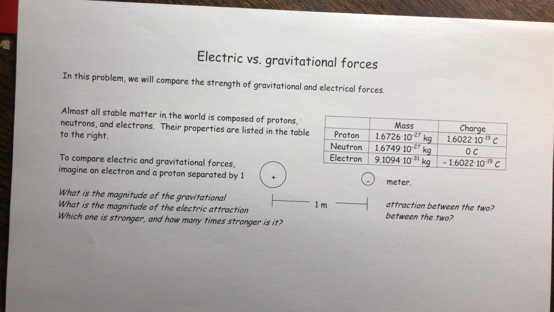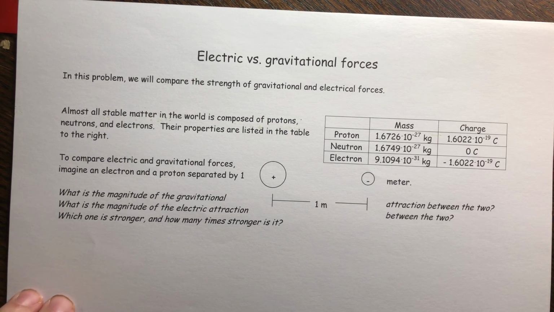So if we look at our problem, it says almost all stable matter in the world is composed of protons, neutrons, and electrons. Properties are listed in the table to the right, giving a mass and charge of all three. To compare the electric and gravitational forces, imagine an electron and a proton are separated by a distance of 1 meter. We want to first find the magnitude of the gravitational force between the two, or gravitational attraction, then the magnitude of the electric attraction between the two, the electric force, and then which one's stronger and how many times stronger it is.